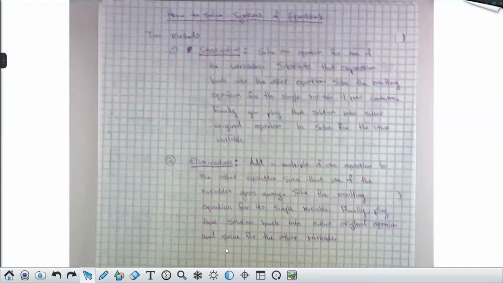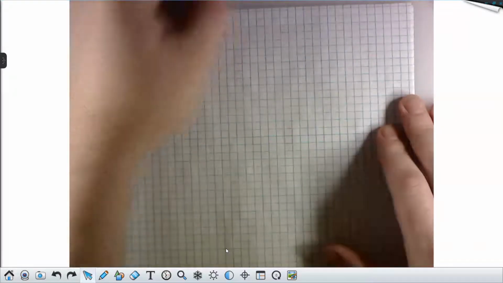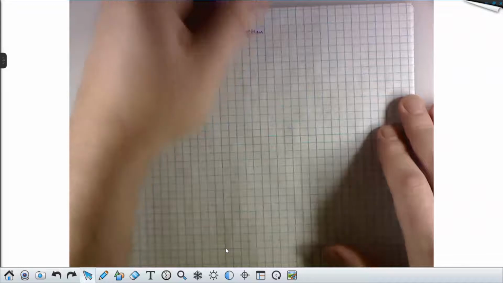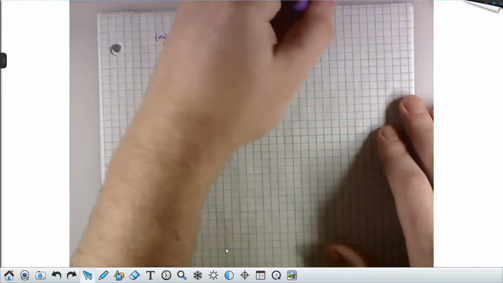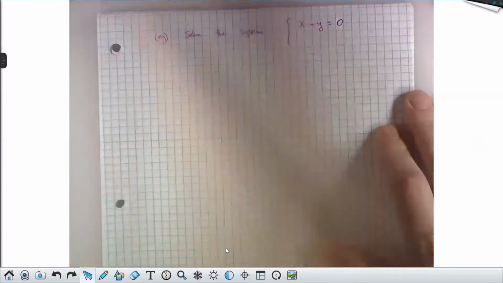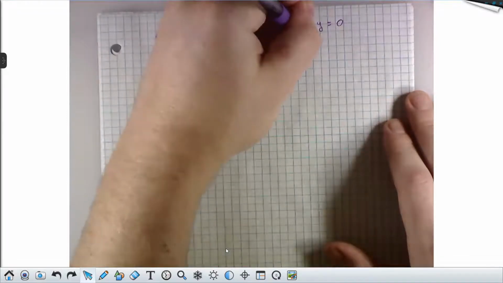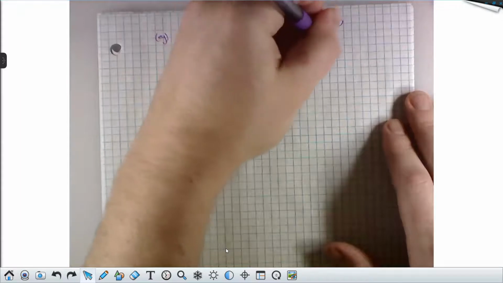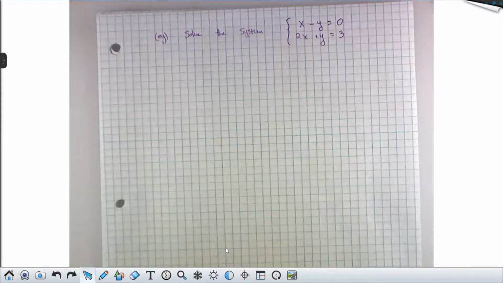Okay. So it's one thing to write down some words, it's another thing to do it. So let's do it. Let's solve the system x minus y equals 0 and 2x plus y equals 3.